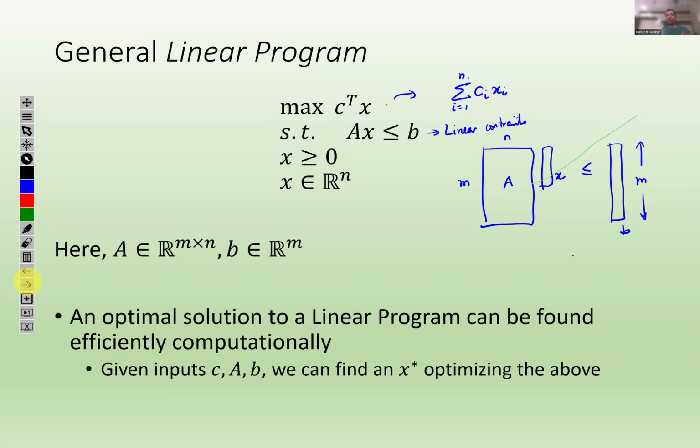Why is it called a program? In case you're not familiar with it, it's called a program because when it was first discovered, it was used to make certain schedules, and those schedules were called programs. It's not a program in the sense of being a computer program. It's an optimization problem. But the name has stuck, and since then we call it a linear program.